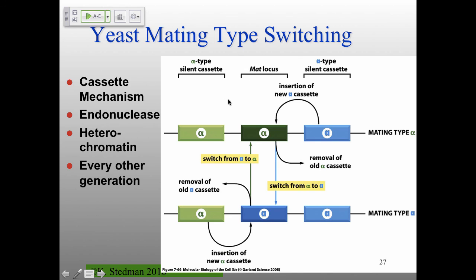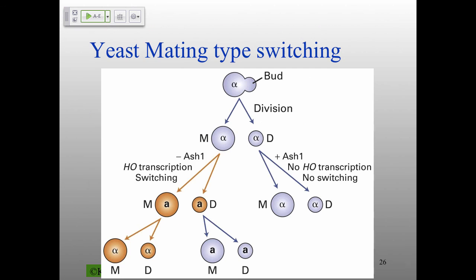Well, it turns out that these genes aren't created from nothing, and they have to come from somewhere, which is this cassette mechanism. Yeah? Just to clarify the slide before, what does the M and the D stand for? Okay, in this particular case, mother and daughter.